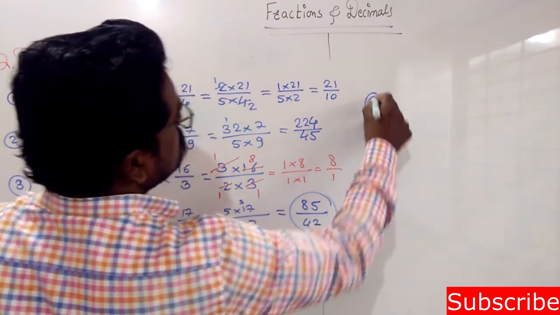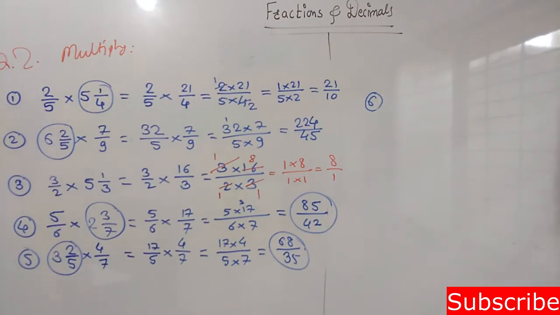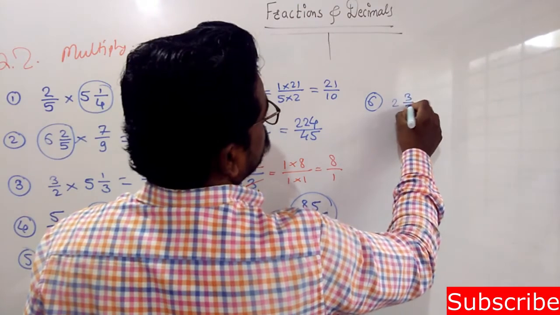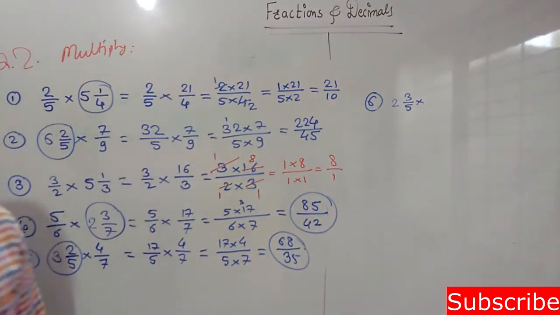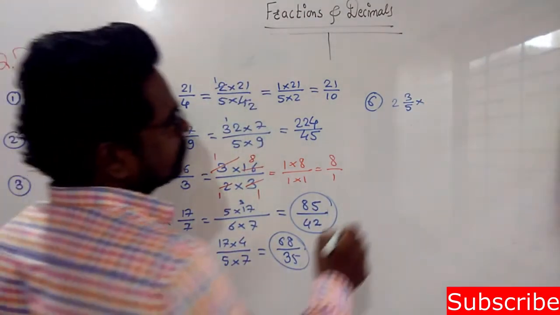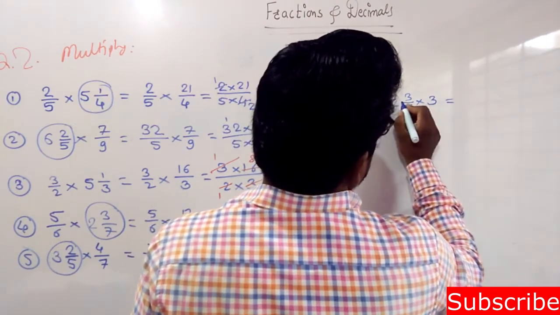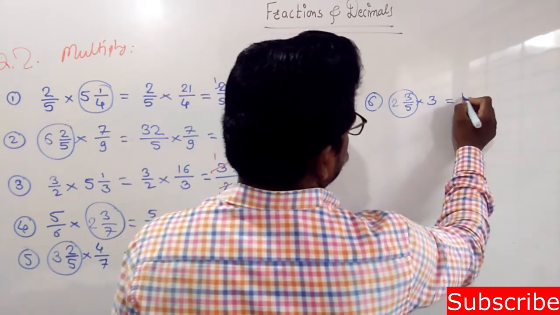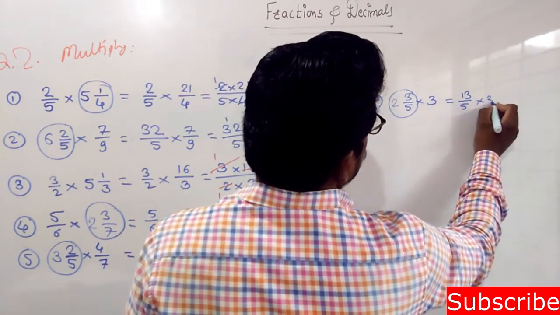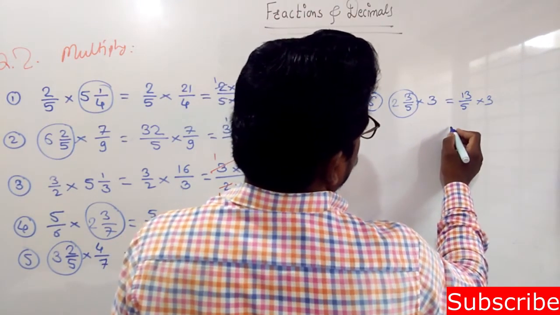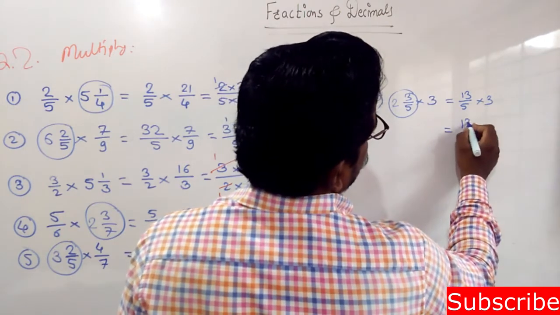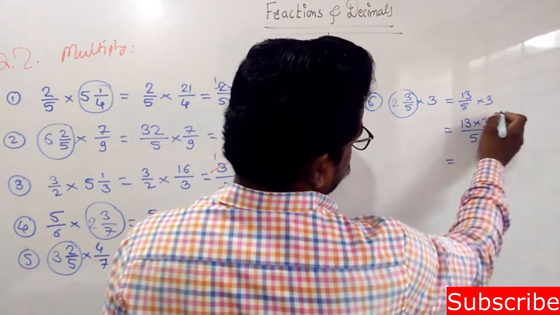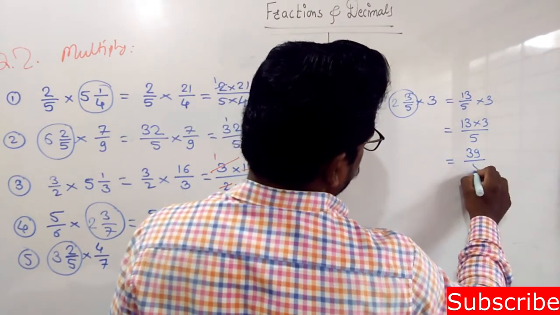Now see the question number 6. What is question number 6? 2 whole 3 by 5 into 3. So it is equal to 2 whole and 3 by 5. Answer of this one, 5 2s are 10, 10 plus 3 13, 13 by 5 into 3 is there. Okay, fine, no problem. This can be written in this way, 13 into 3 divided by 5. So it is equal to 13 3s are 39 divided by 5.